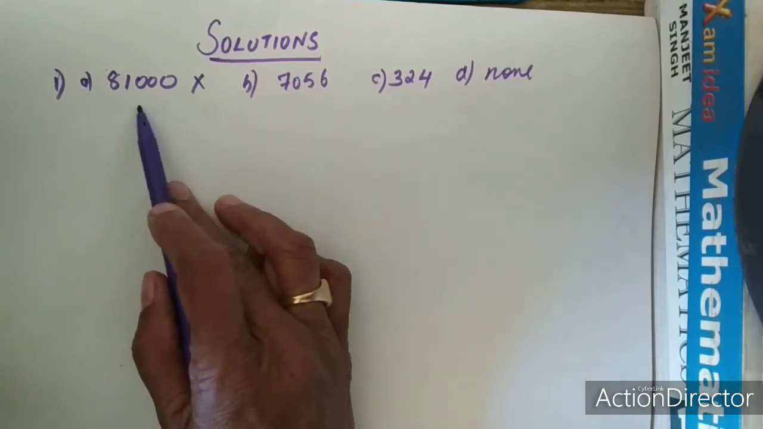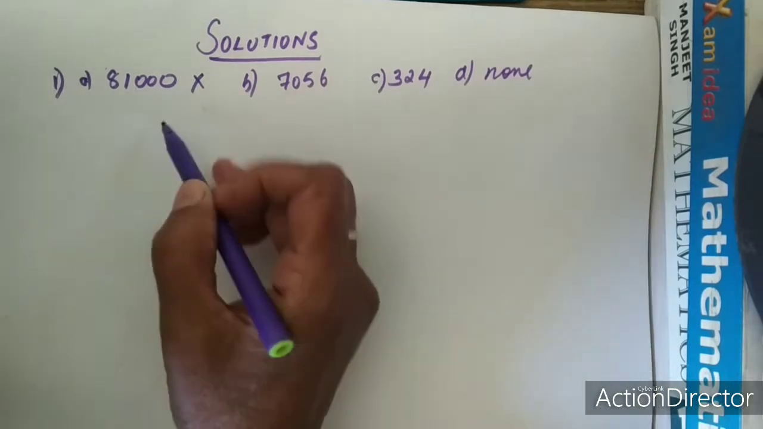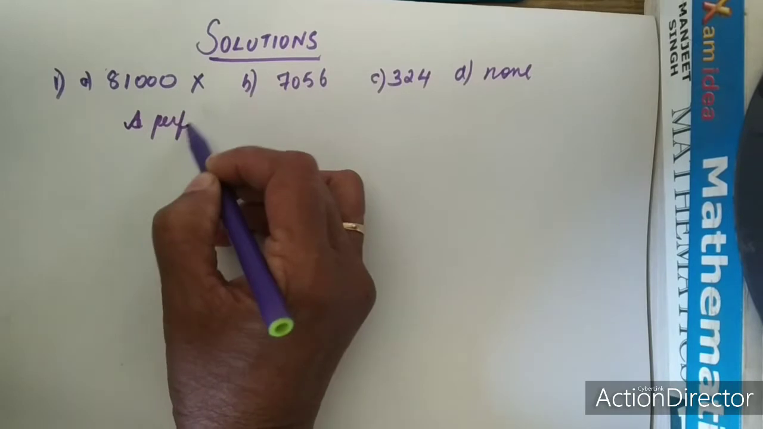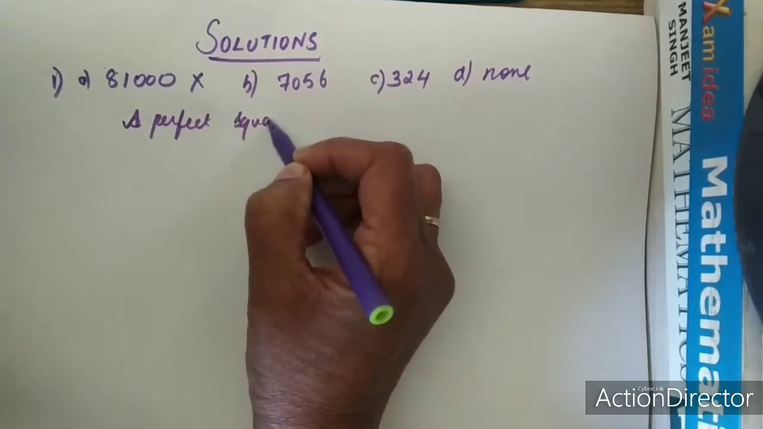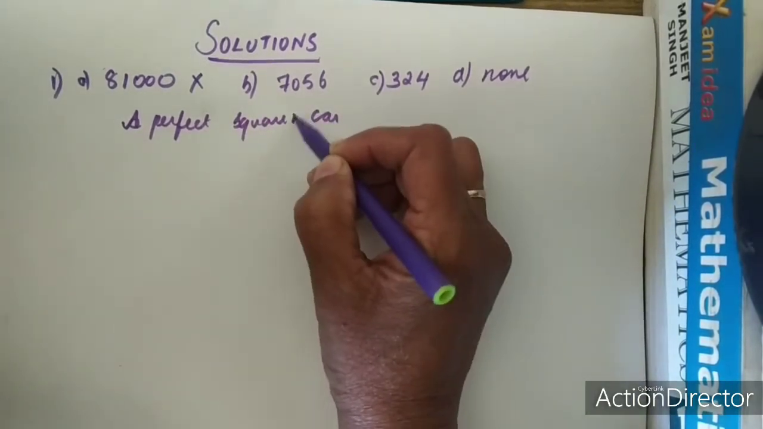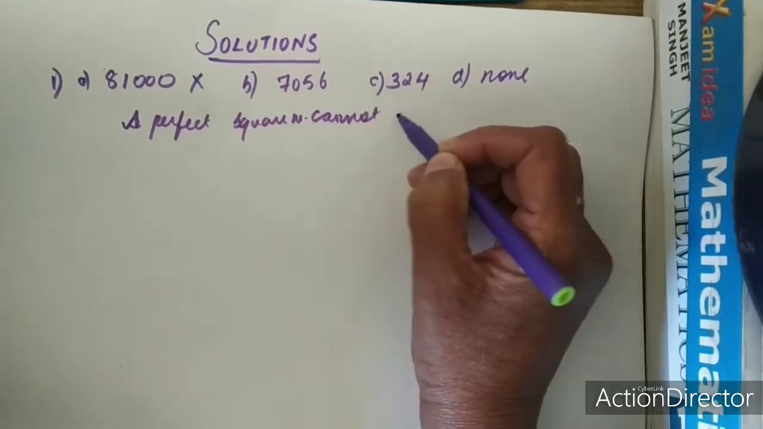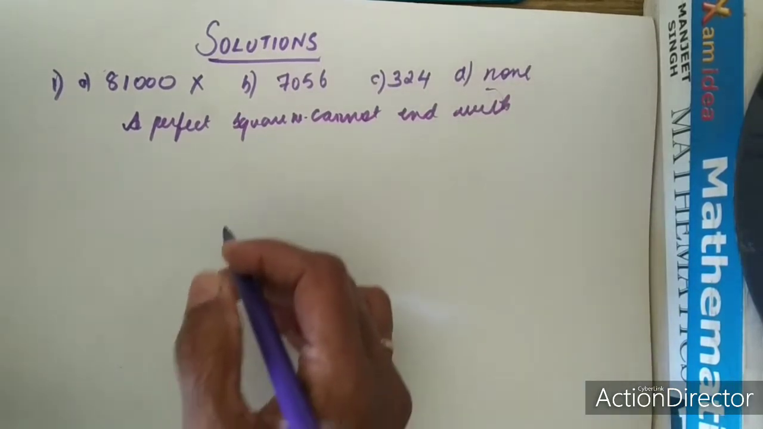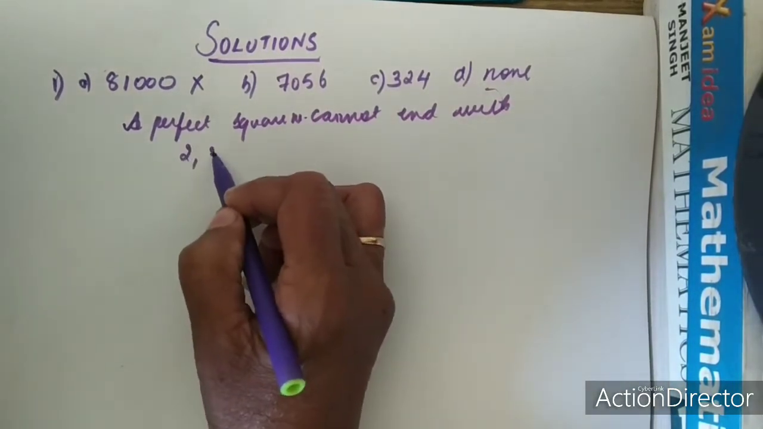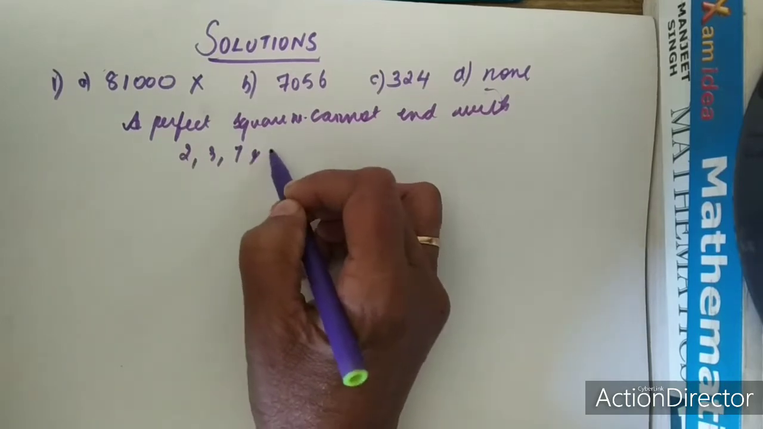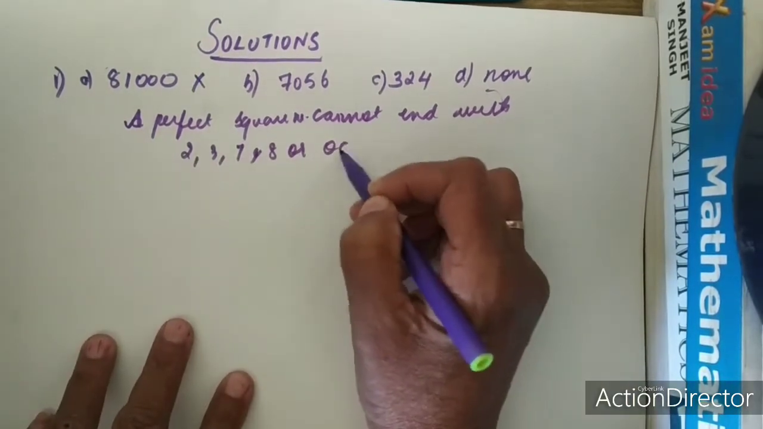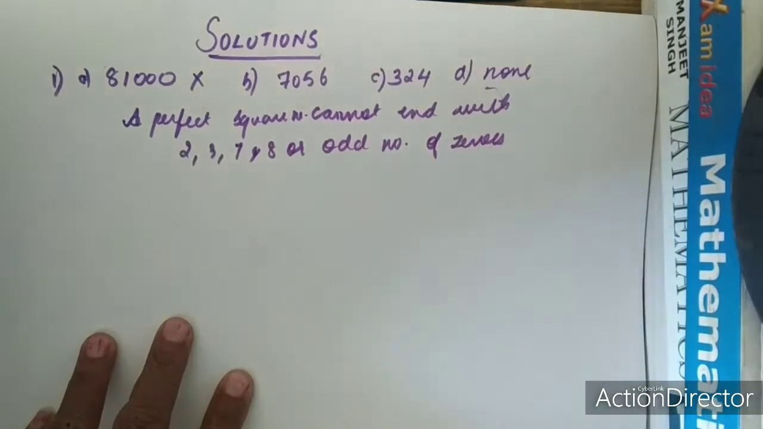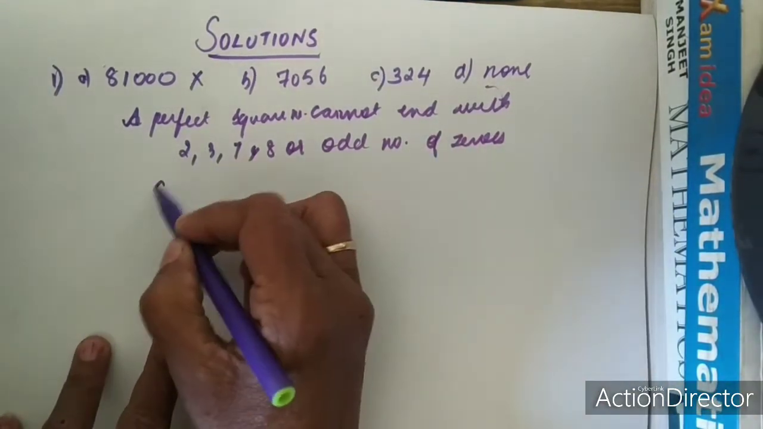So if you are going to consider the first one, you should remember the rule for a perfect square number. A perfect square number cannot end with 2, 3, 7, 8 or an odd number of zeros at its units place.